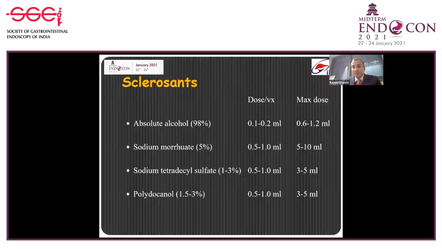So these are the various sclerosants used. Absolute alcohol is now obsolete. The other sclerosants are sodium morrhuate, sodium tetradecyl sulfate, and polidocanol, each used in volumes of 0.5 to 1 ml for each varix, with a maximum dose ranging from 3 to 5 ml.